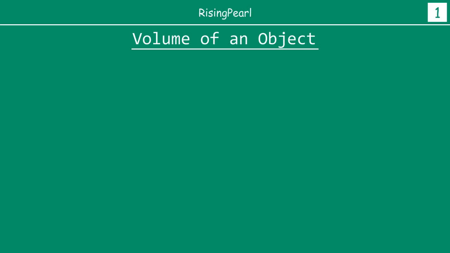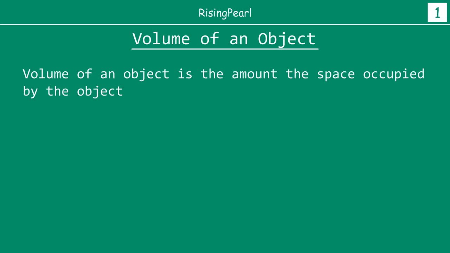Now I would like to refresh your memory about what is a volume of an object. Volume of an object is the amount of space that is occupied by the object, right? So whenever we talk about volume of an object, and keep in mind here I'm talking about object in general, regardless of the shape. It can be a cube, cuboid, a right circular cylinder, a cone, a sphere, anything. Volume, generally speaking, of an object is the amount of space that is occupied by the object.